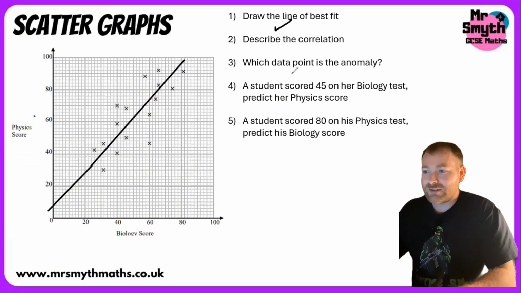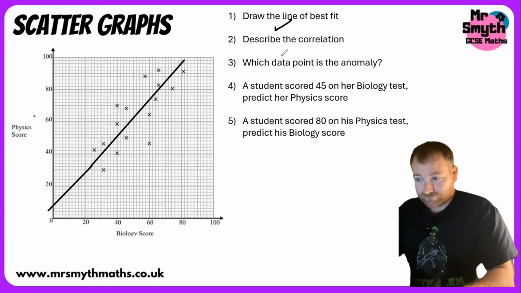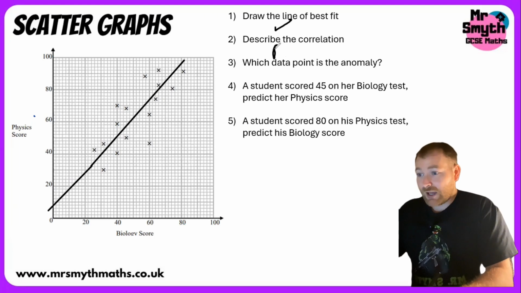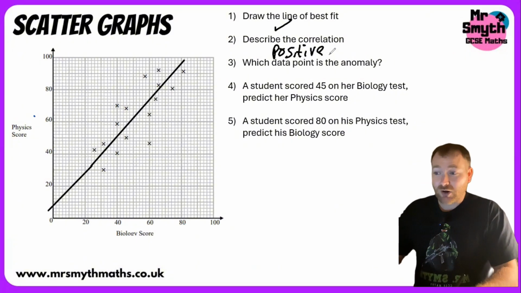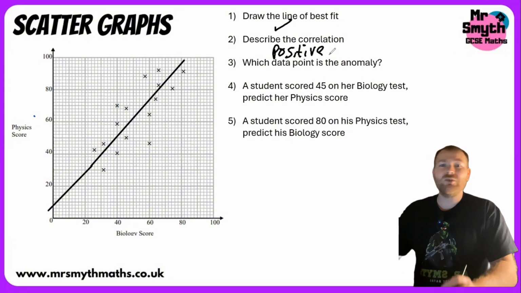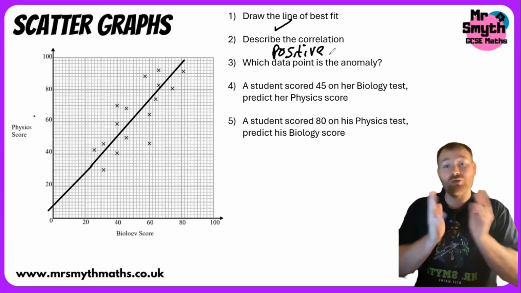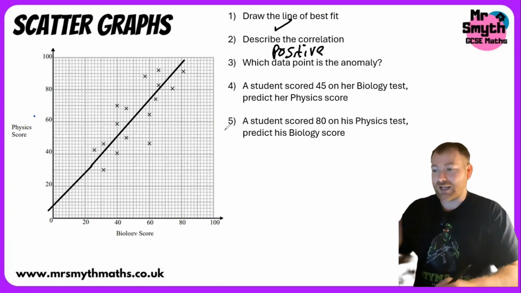The second question then says, describe the correlation. Now, what correlation do we have? So it's just positive correlation. Now, I know we could have strong positive correlation, we could have weak correlation, something like that. You don't need the word strong or weak. Positive correlation is absolutely fine.